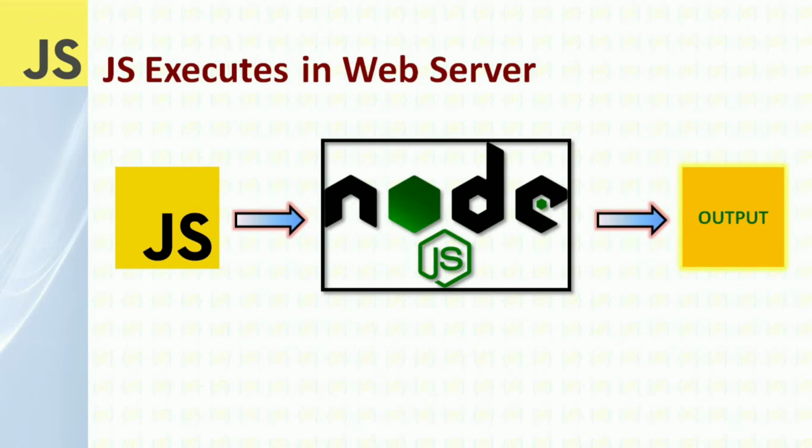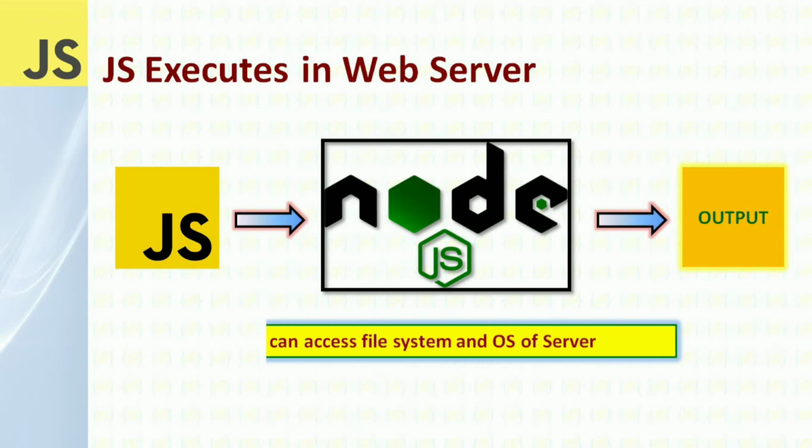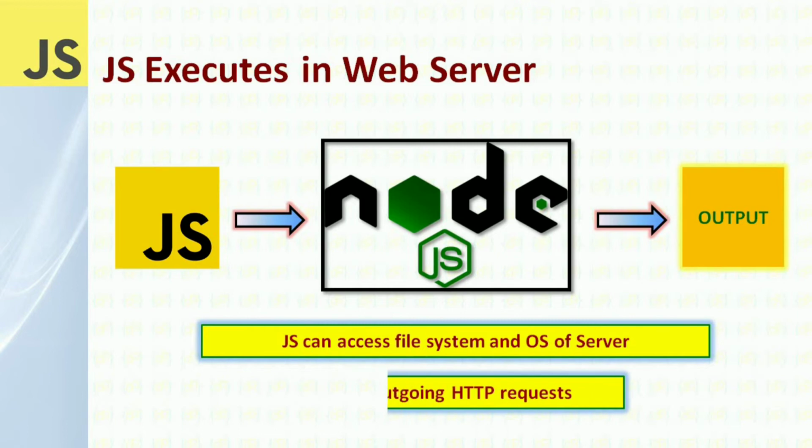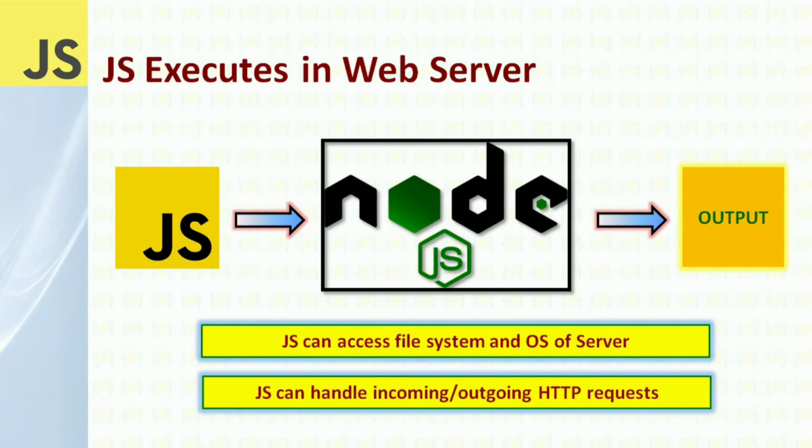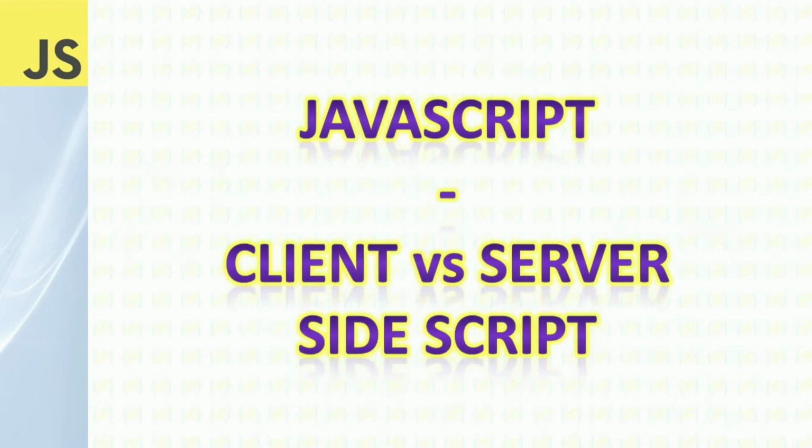When JavaScript code runs in Node.js, it can interact with the local file system of the server and can handle incoming or outgoing HTTP requests. We can develop websites with server-side logic written in JavaScript, and the website should be deployed on a computer with Node.js installed in it. Alright, we saw how JavaScript can be used for client and server-side scripting. Next, we will see what is the difference between these two.